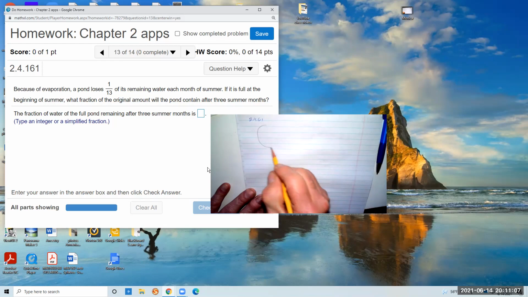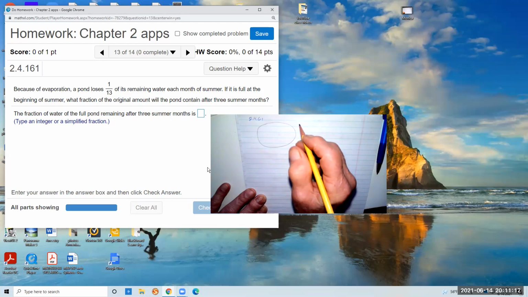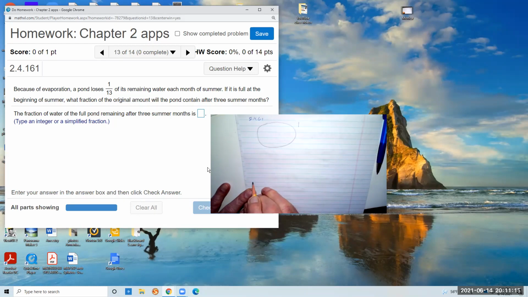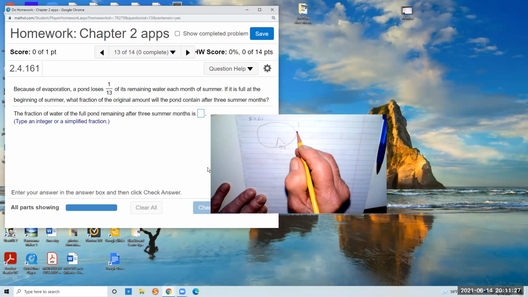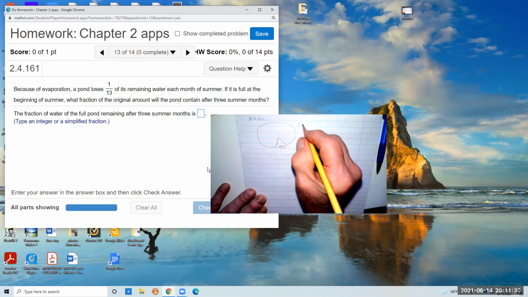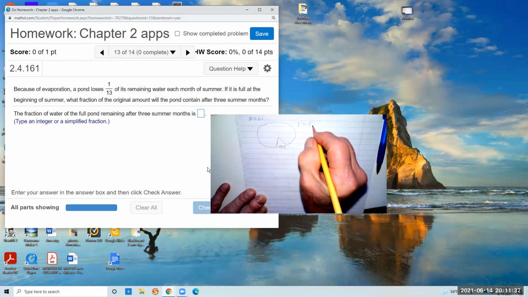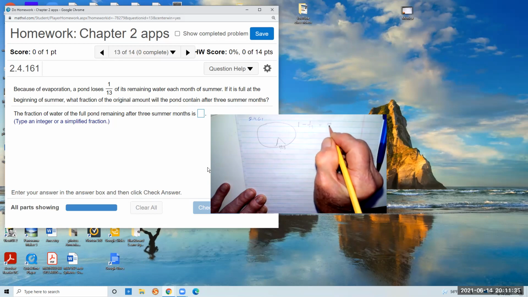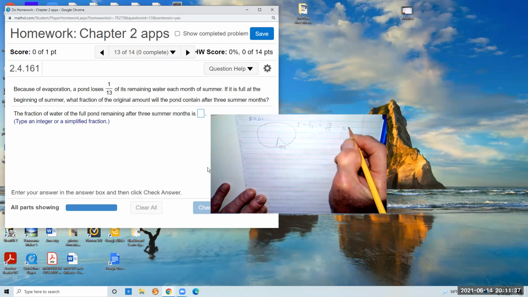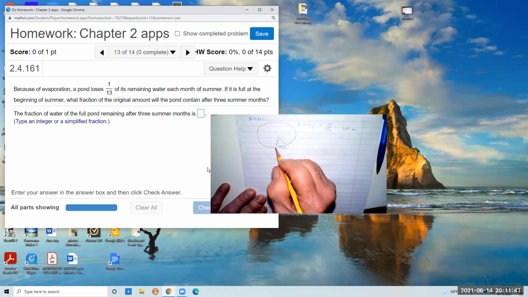Here is a pond, and I'm making it circular, and it's full. So full means one unit. I'm going to evaporate 1/13. So if I evaporate 1/13 from a whole, I am left with 1 minus 1/13, or 12/13. So at the end of the first month, we have 12/13. So we have less water.